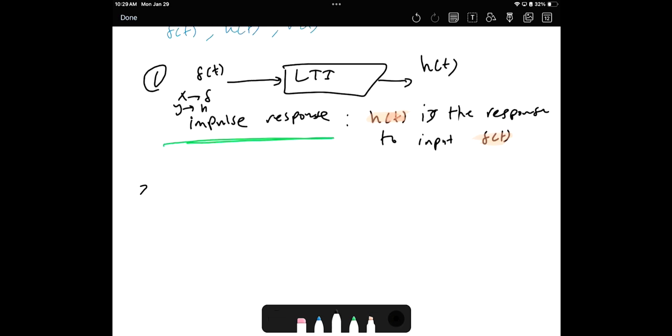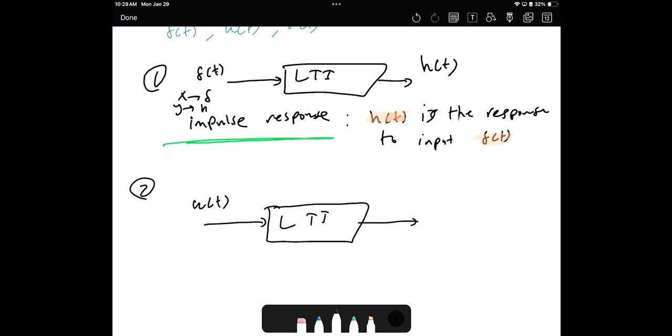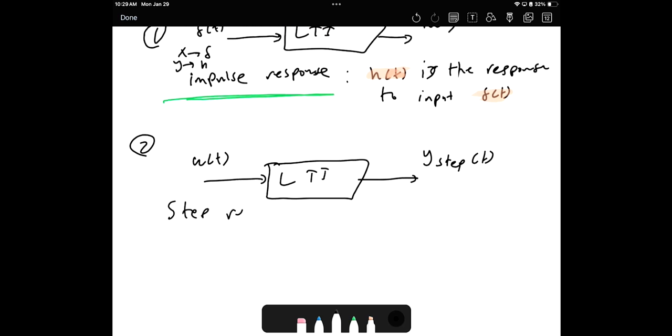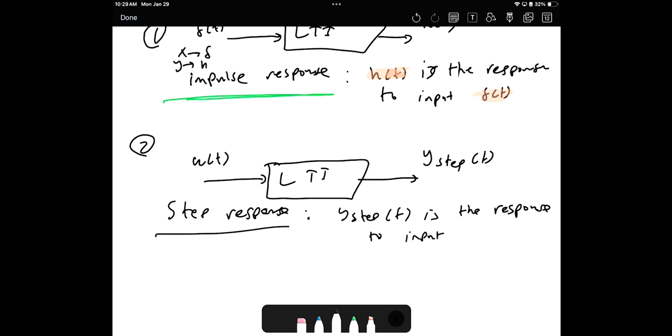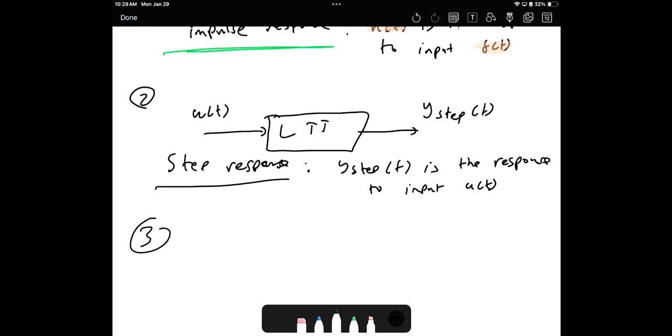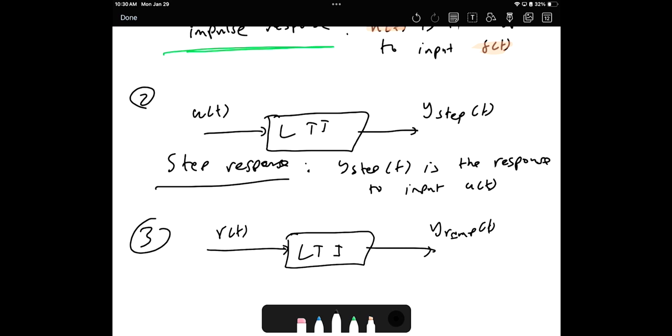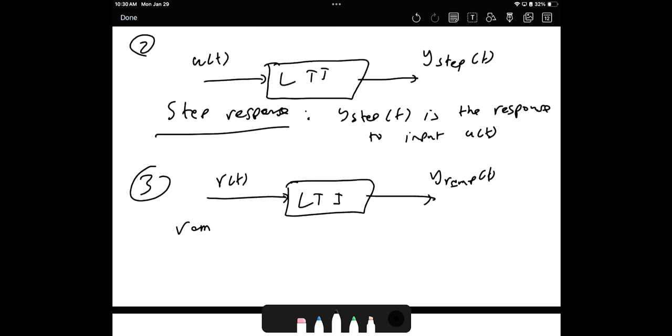How about if we use u of t? Here is the LTI system, and I inject u of t. The output is called y step of t, and this is called the step response. The step response is the response to the input u of t. The same thing for number 3, r of t, which is the ramp: the output is called y ramp of t, and it is called the ramp response.